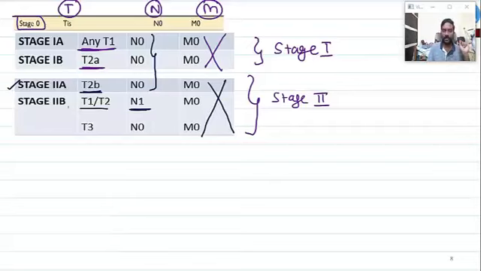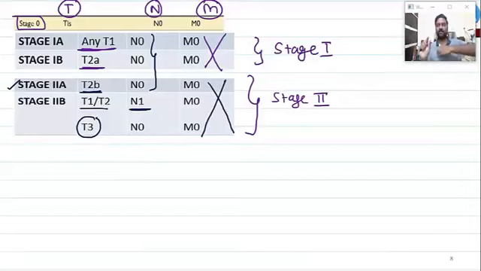Then coming to another stage 2B, now it is T3. Now the tumor is large. Irrespective of nodes, it can be called stage 2B. So what you should understand in stage 2B is that if N1 is present with T1 and T2, a small tumor but with lymph node involvement, it can be considered 2B. Or a big tumor with no lymph node involvement. The tumor might be big but still not disseminated into lymphatics, so it can also be considered 2B.